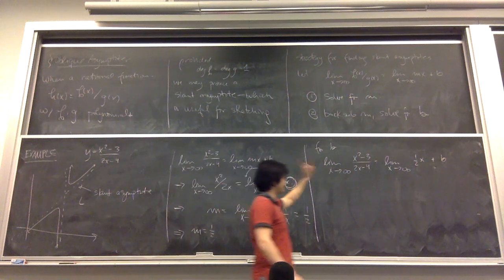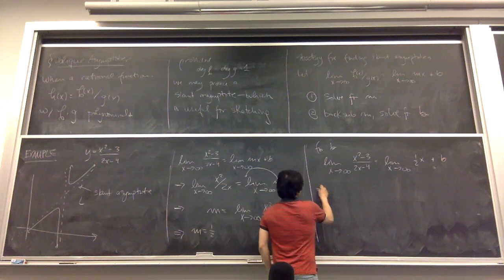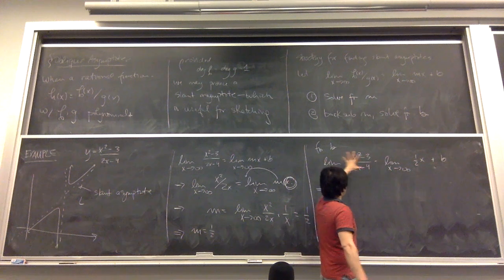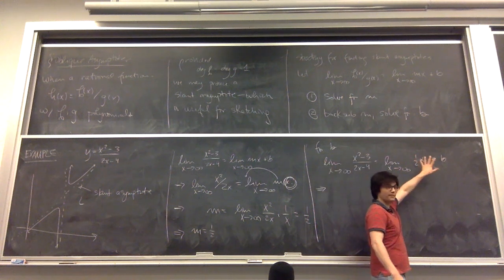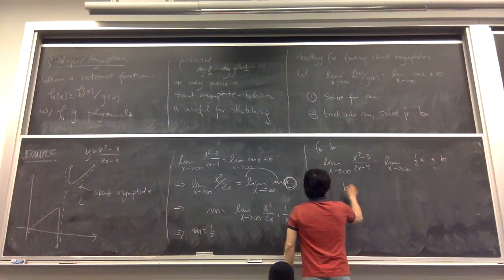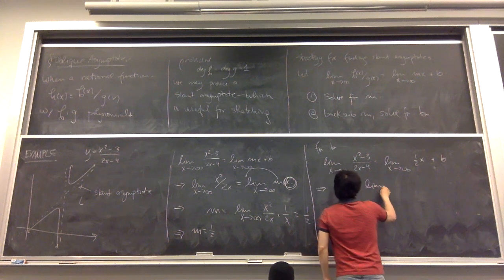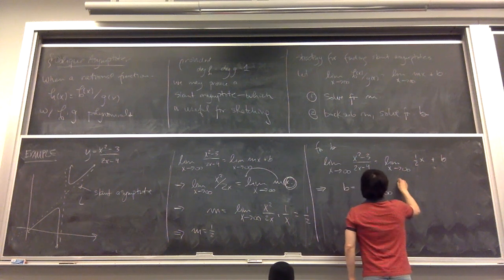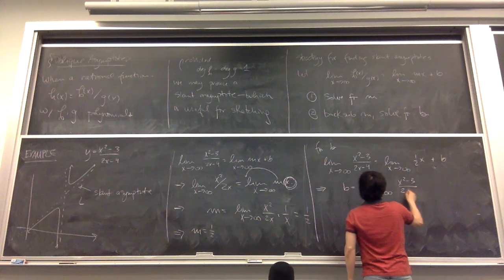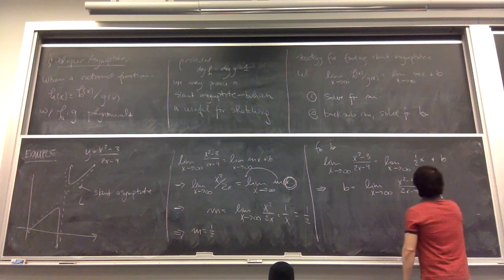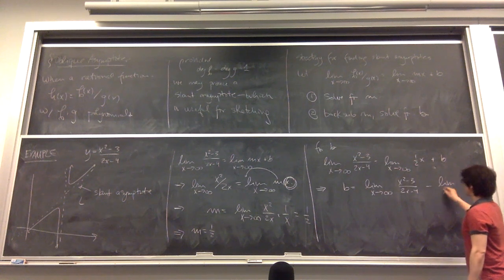Okay, so let's now get b. It's exactly the same thing. I'm allowed to combine this with this, right, because the limit's there. So if I get b, maybe I'll do a little bit more. This is the limit as x goes to infinity of (x squared minus 3) over (2x minus 4), minus the limit as x goes to infinity of a half x.